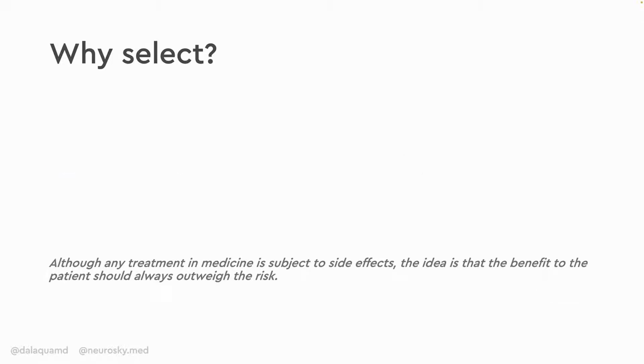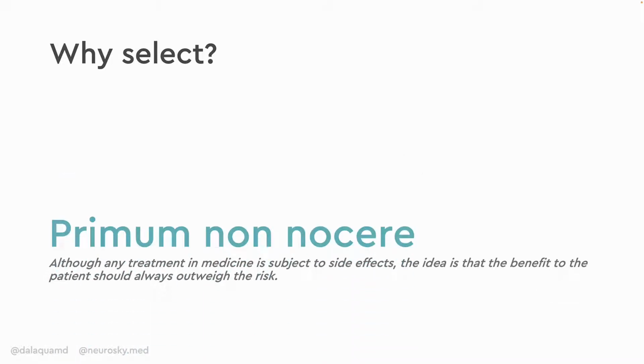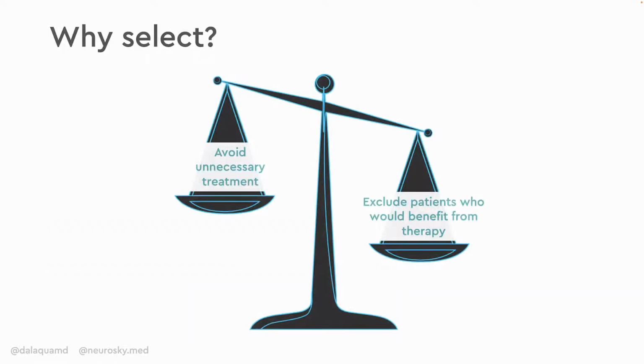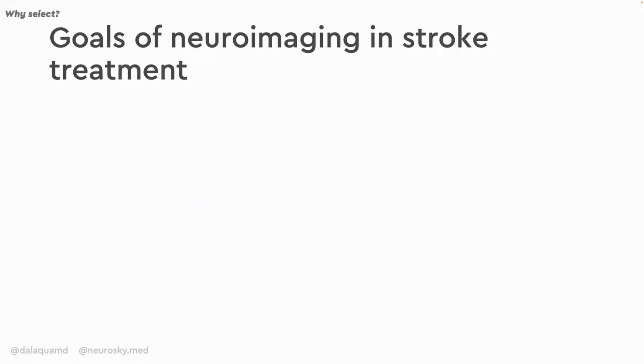So why select? Although any treatment in medicine is subject to side effects, the idea is that the benefit to the patient should always outweigh the risk. We studied that in the first year of medical school, primum non nocere, and we should always keep this principle in mind. So we should select to avoid unnecessary treatment, and not to exclude patients who would benefit from therapy. What are the goals of neuroimaging in stroke treatment then?